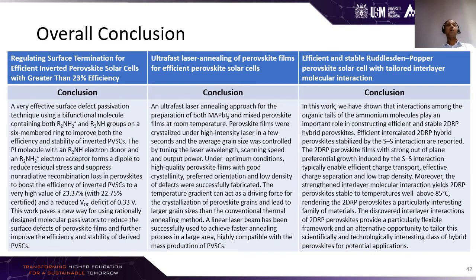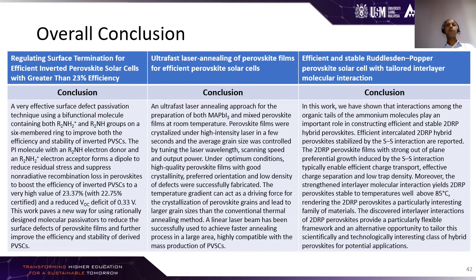Now, for the second paper regarding the ultra-fast laser annealing technique, the conclusion here is that an ultra-fast laser annealing approach for the preparation of both the MAPbI3 and mixed perovskite films at room temperature was done. Perovskite films were crystallized under high-intensity laser in a few seconds, and the average grain size was controlled by tuning the laser wavelength, scanning speed, and output power.